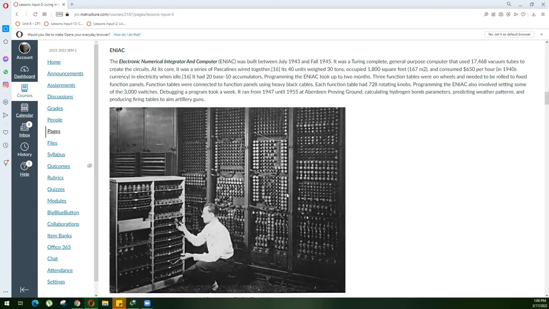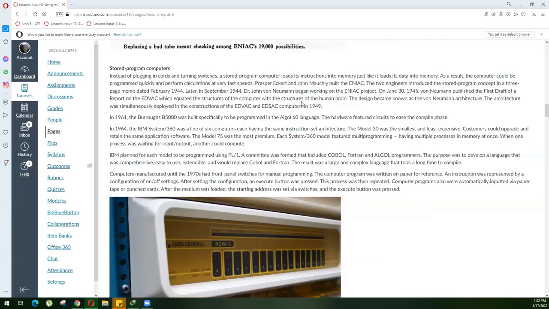It ran from 1947 until 1955 at the Aberdeen Proving Ground, calculating hydrogen bomb parameters, predicting weather patterns, and producing firing tables to aim artillery guns.